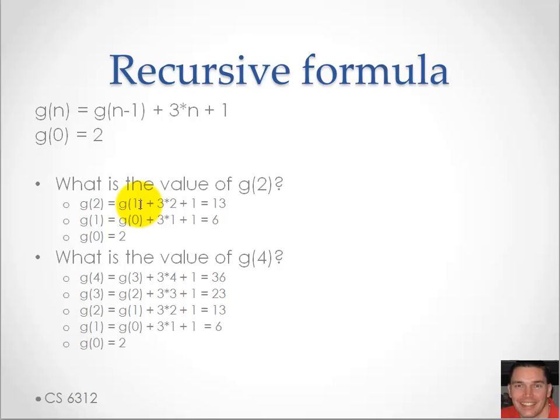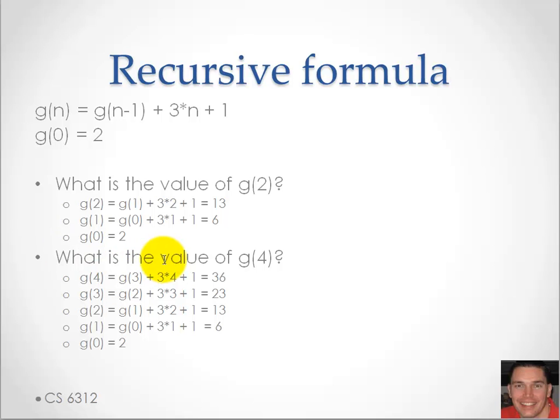Now to solve this, I have to know the value of g1. g1 equals G0 plus 3 times n plus 1, where n here is 1. Well, we can't solve that till we know the value of G0. G0 equals 2. Once I know that, then I can begin solving this. G0 equals 2, so 2 plus 3 plus 1 equals 6. Now I know the value of G1, so I can solve this. G1 equals 6 plus 6 plus 1 equals 13. So that's how we solve a recursive formula.